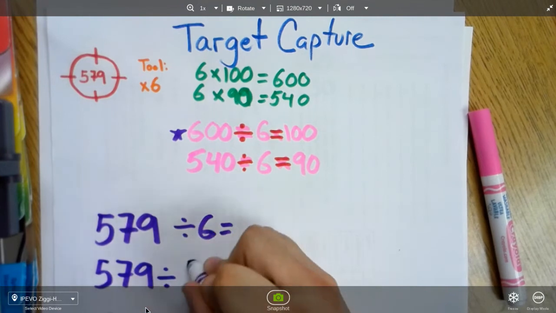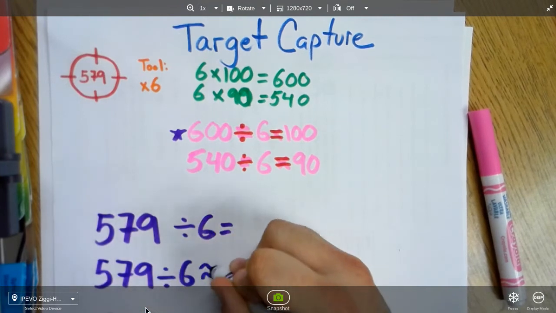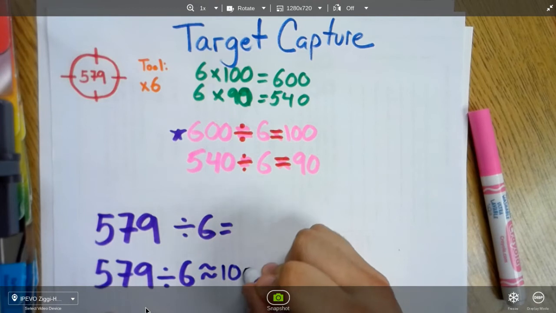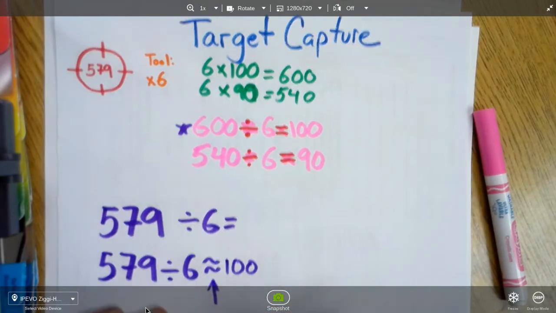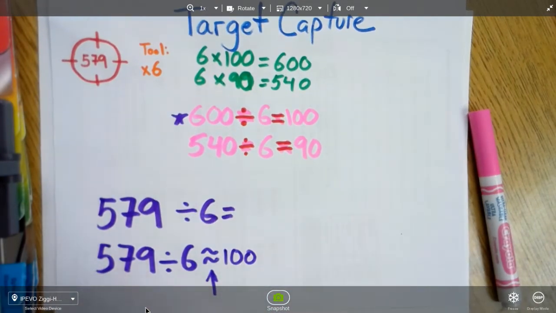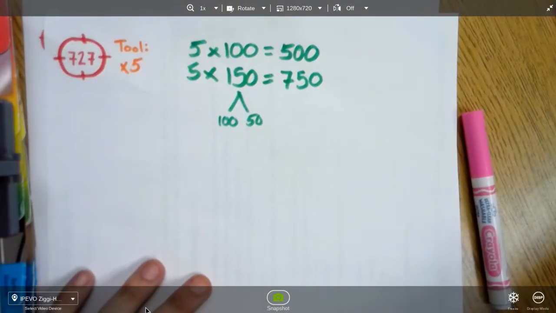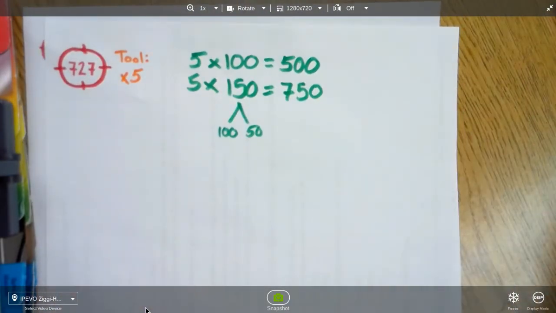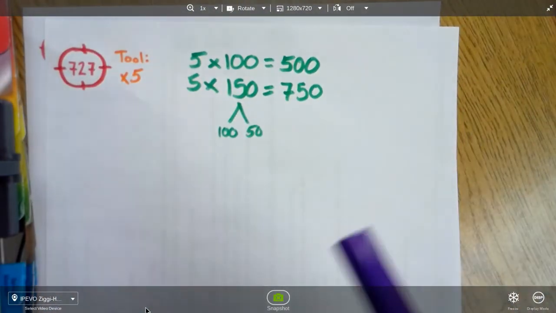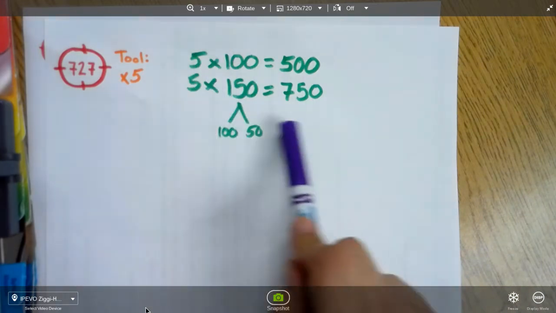579 divided by 6 almost equals 100. This symbol right over here tells me that I have an estimate. Let's take a look at how we can do this on the next problem that we had. So we had 727, and we did some multiplication problems to get an estimate.